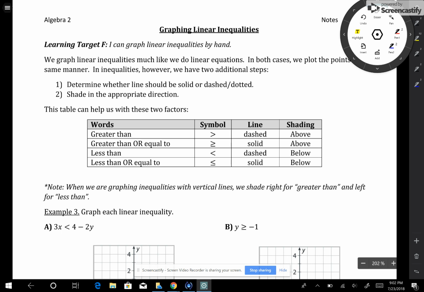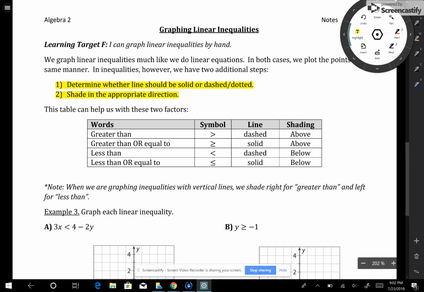We're back with our second learning target of 0.3, which is I can graph linear inequalities by hand. So we just got done graphing equations. Now inequalities are much like that. So we do the same thing where we plot the y-intercept, we count the slope. But with inequalities, we can't just go ahead and draw a line. We have to determine whether the line should be a solid line or a dashed line. And then after we've done that, we have to shade the graph in the appropriate direction.